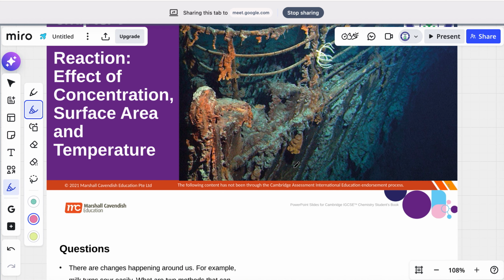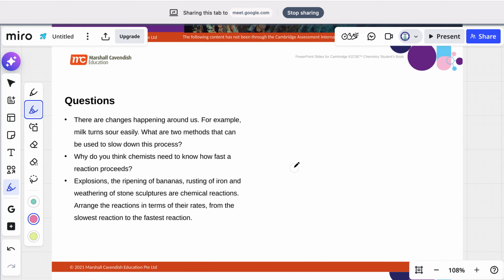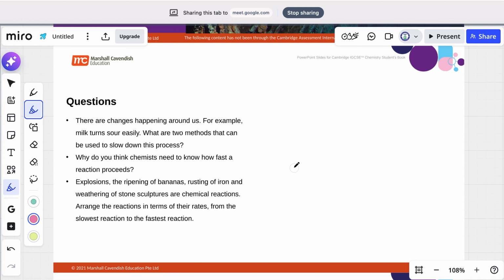Without stretching, let's quickly look at some of the questions that need to be answered in order for us to understand this topic. One of them is that there are changes happening around us. For example, milk turns sour easily when you take it out from the refrigerator and put it outside, unlike when you leave it inside the refrigerator. Inside the refrigerator, the milk will be preserved, but when you keep it outside, the milk will easily turn sour.